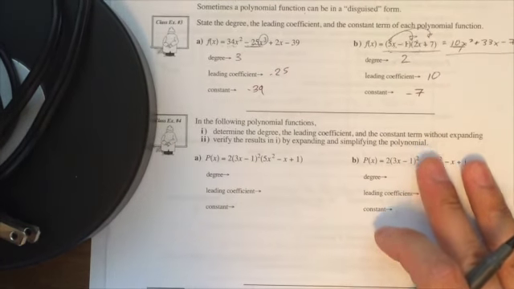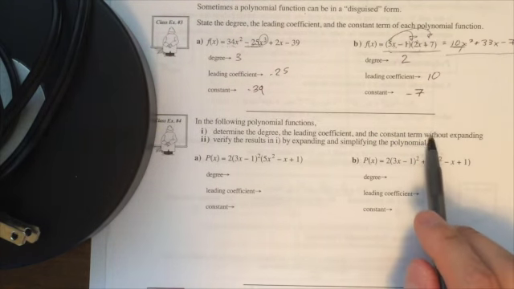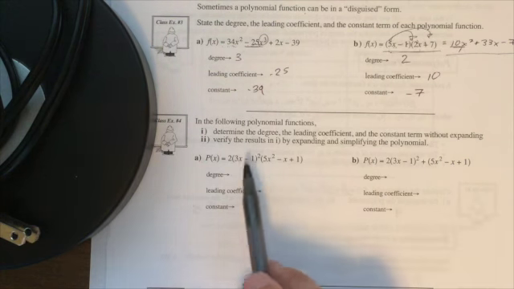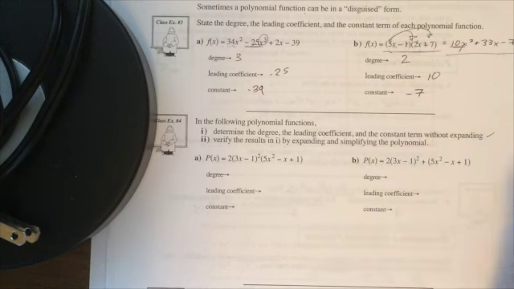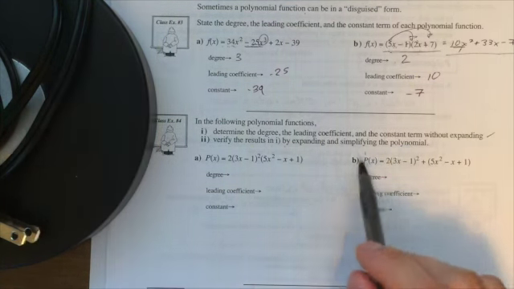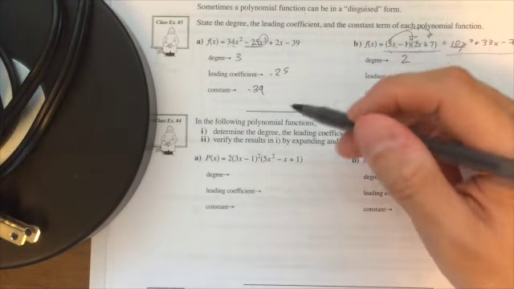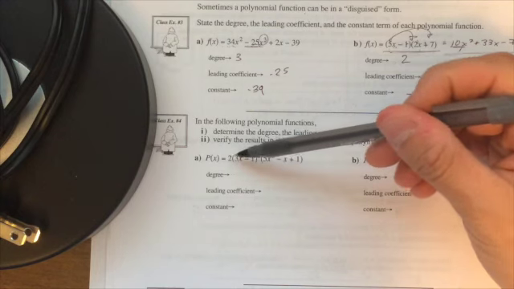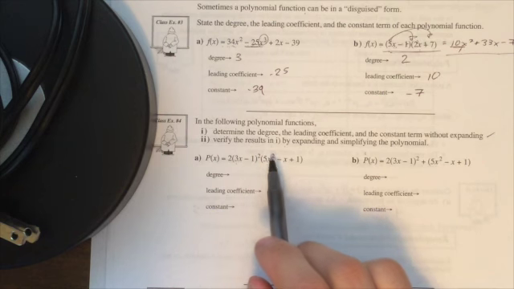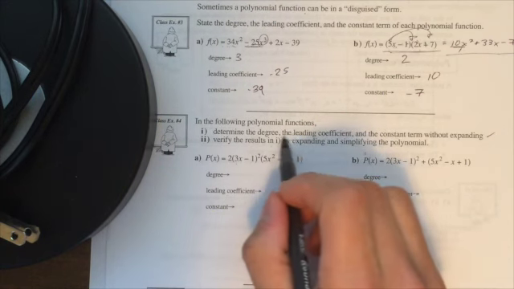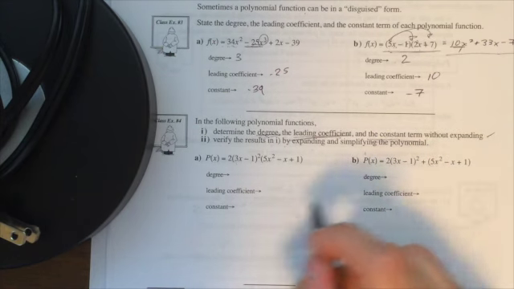Now in this next example, we want to do the same thing. We want to determine the degree, the leading coefficient, and the constant term without expanding. And we want to verify the results that we get here by then expanding and simplifying the polynomial. Okay, so let's take a look. Basically what we're trying to do is estimate what we're going to get. So we want to estimate the degree, the leading coefficient, and the constant term.